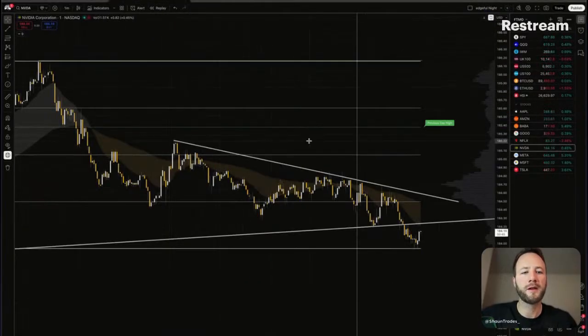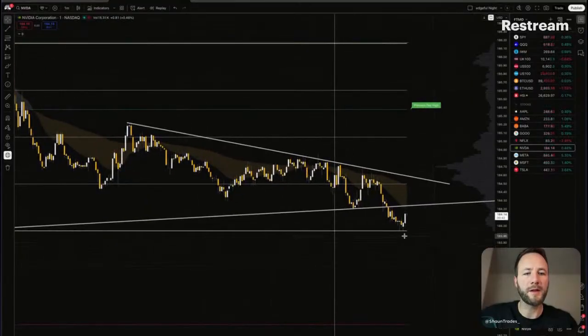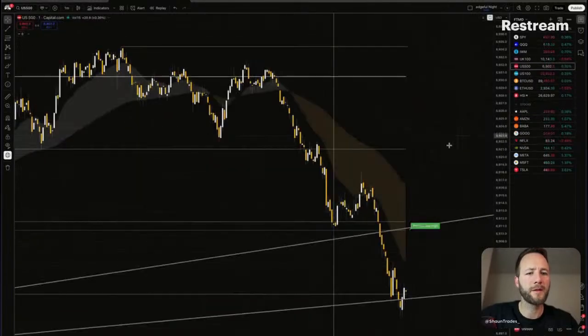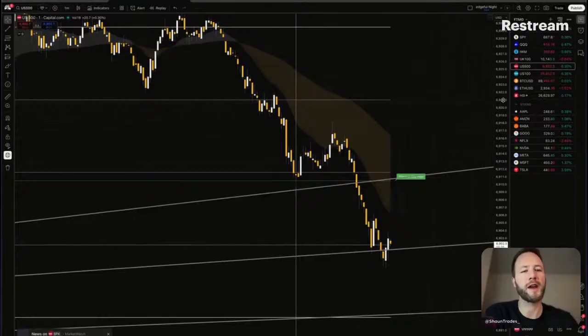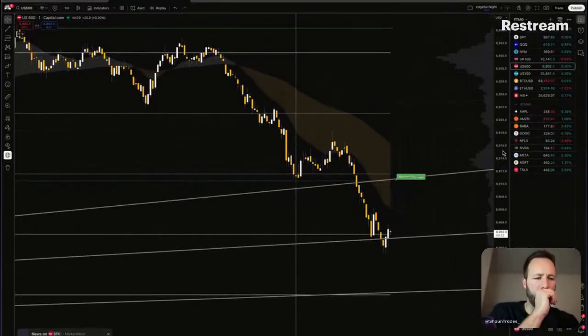We'll go back to Nvidia. Nvidia is bouncing off the lows of the day, which is really nice to see. And the US 500 is getting a bit of a bid here as well. Other stocks today have been doing quite well, actually. Quite refreshing to see. We'll go through them in a second.